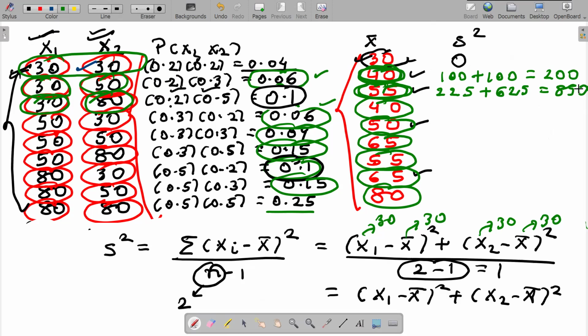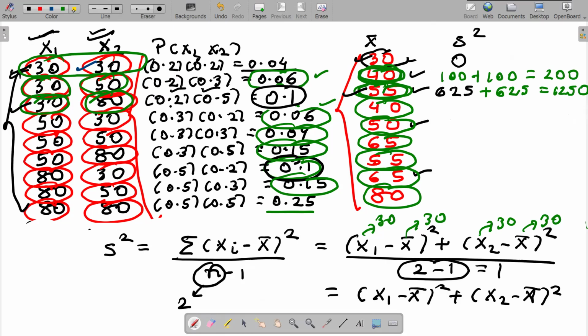30 minus 55 is... okay, I made a mistake here. 30 minus 55 is also 25. So it's 625 plus 625. Let me correct it, guys. 30 minus 55 is minus 25. Minus 25 square is also 625. So 625 plus 625 is 1250.